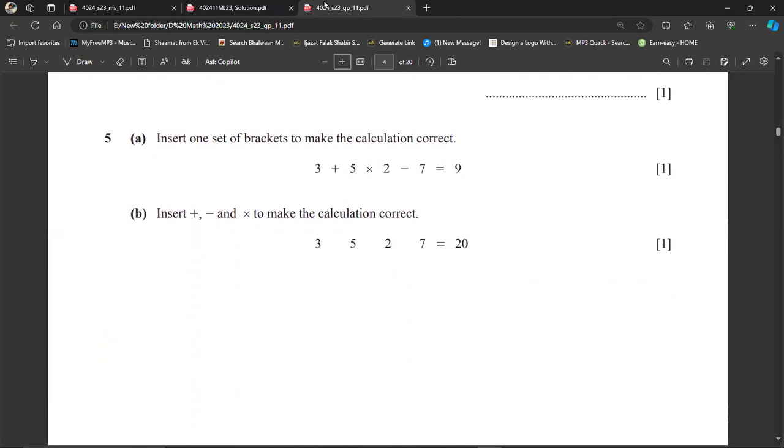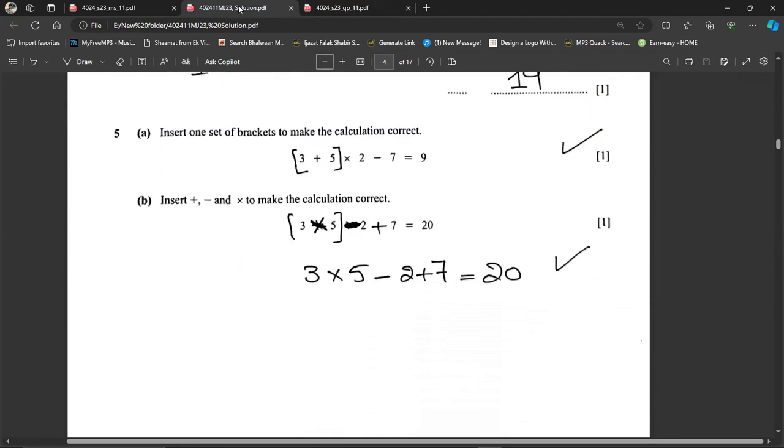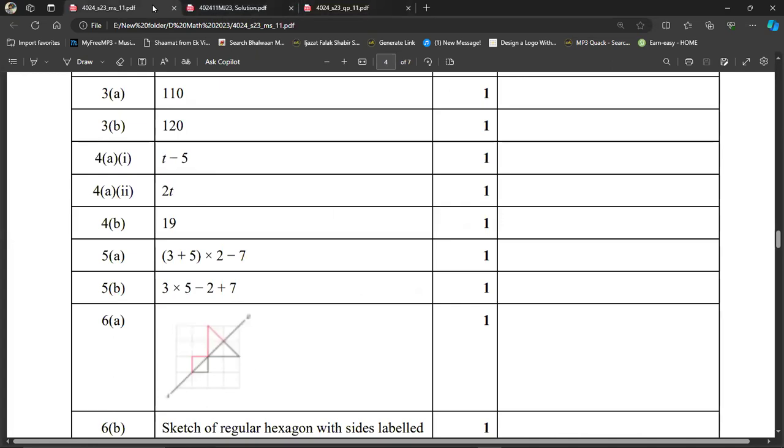Question number 5, A part. It says, insert one set of brackets to make the calculation correct. So on the left side, we have to do something. The answer is 9. If you put a bracket around 3 and 5, they will add first. It will become 8. When you multiply it by 2, that is 16. From 16, when you subtract 7, you will get 9. So you can see we have put that bracket. Put the bracket like this. That's the right answer.